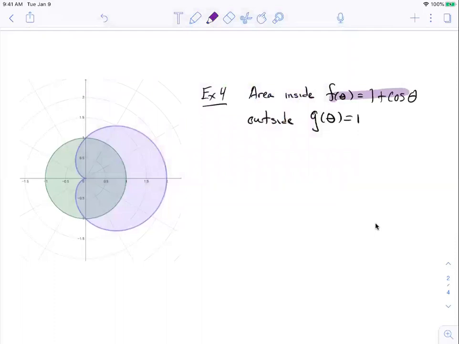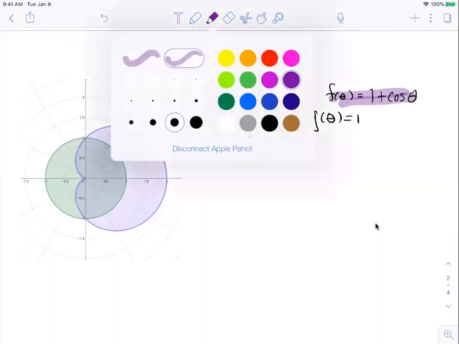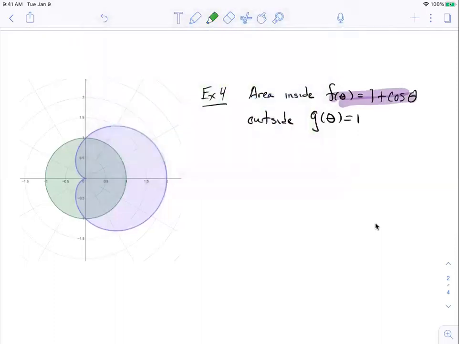So the purpley color thing is 1 plus cosine theta. It's also one of these cardioid shapes. And then the one that's drawn in kind of the greenish color is just the polar function g of theta equals 1. And I've shaded the regions inside of both those. And what I'd like to do is find the area inside the purple one and outside the green one. So you can see that in the picture, what I'm trying to find.